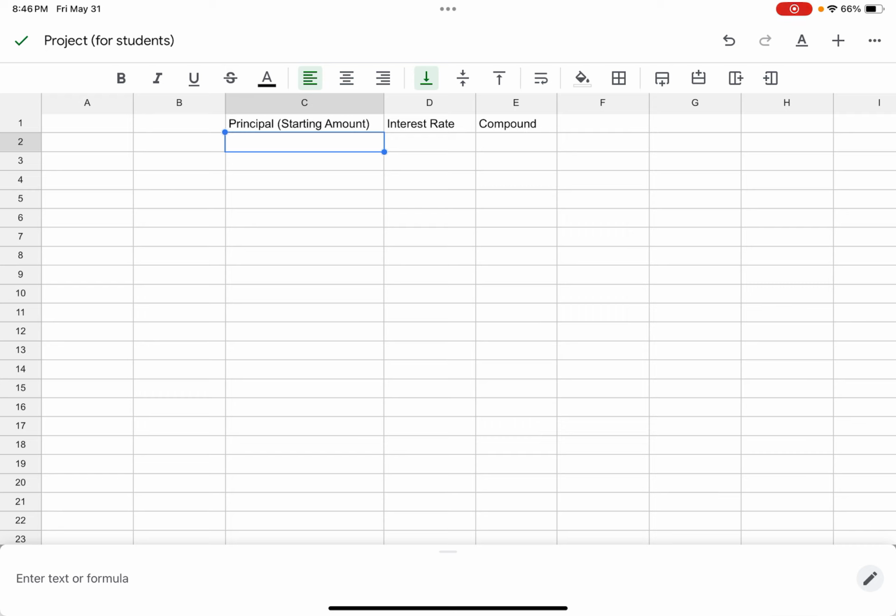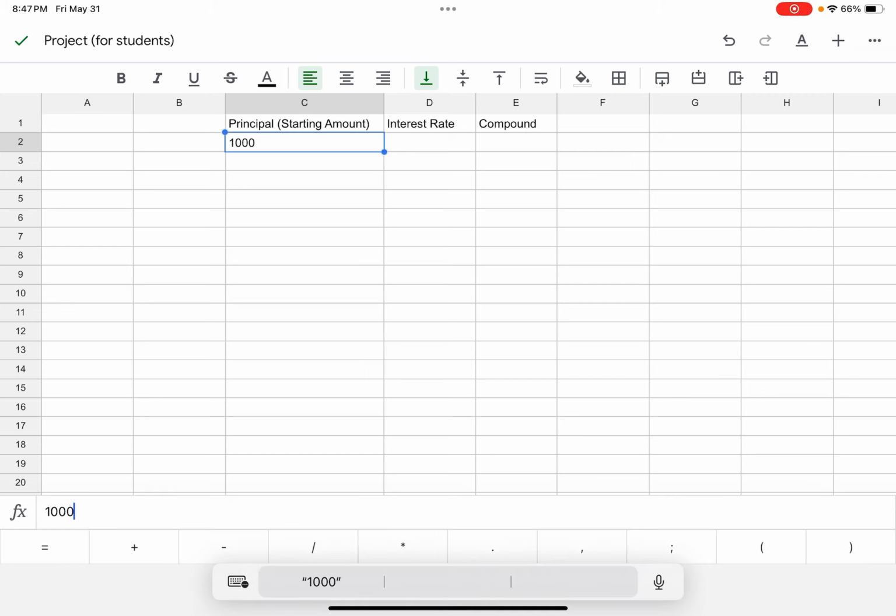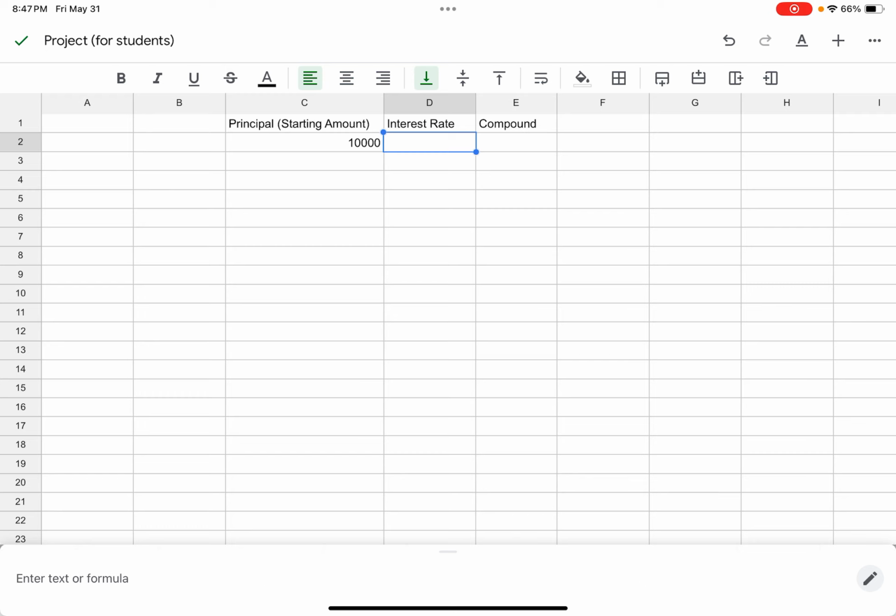Okay, I'm going to pick arbitrary numbers just to make this easy, but this is what your project would be. You would pick what you want it to be. So let's say I'm trying to do my project on taking out a loan for a car. I would look up a car that I'm interested in, find the estimated price of that car, and type it in here if I'm doing a loan. I'm going to type in 10,000 just as an arbitrary number.